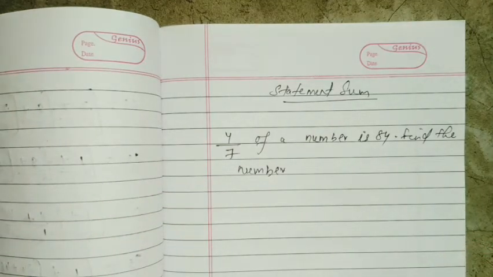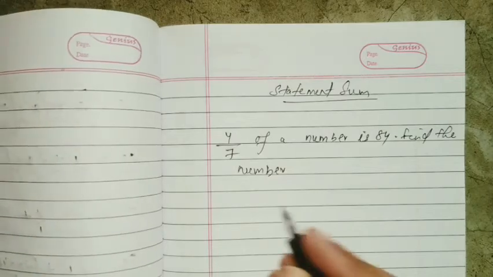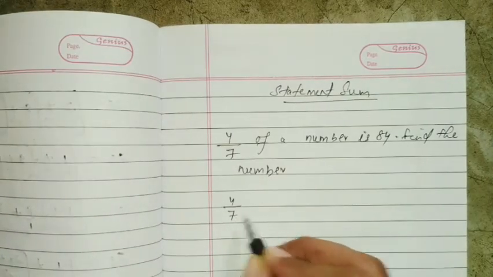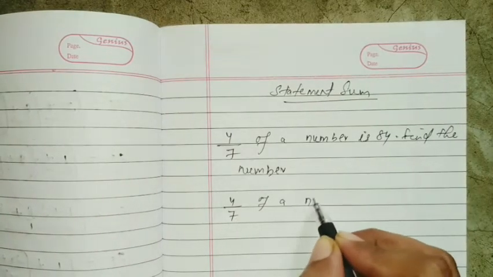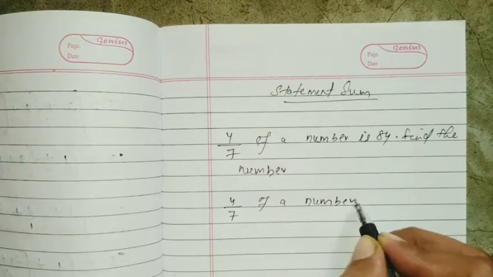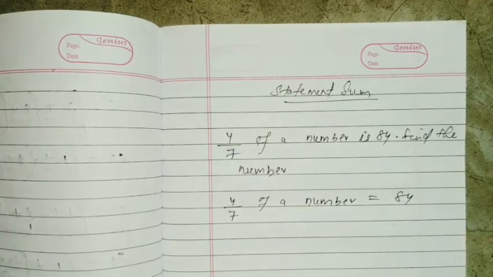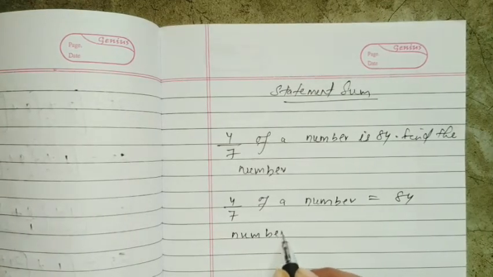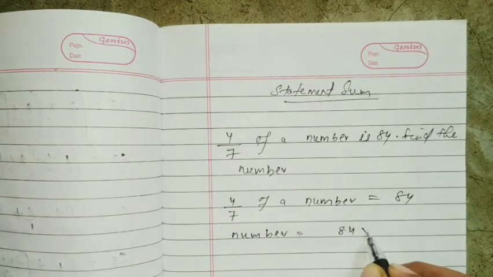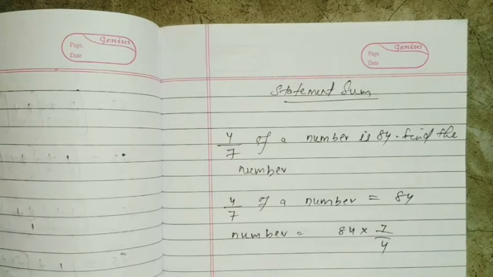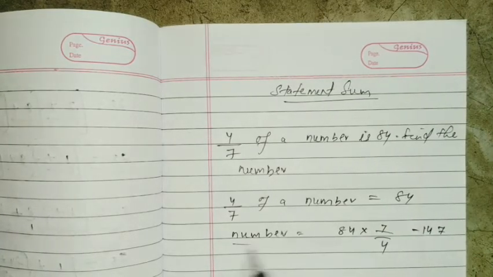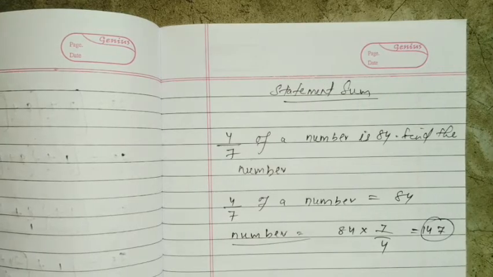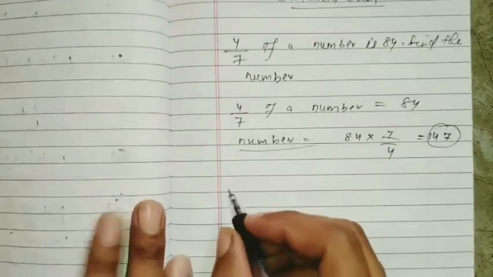We don't know what the number is. So what we have to do? 4 by 7 of a number is 84. So the number is equal to 84 into 7 by 4, that is 147. So the number is 147. Clear? Now second example.